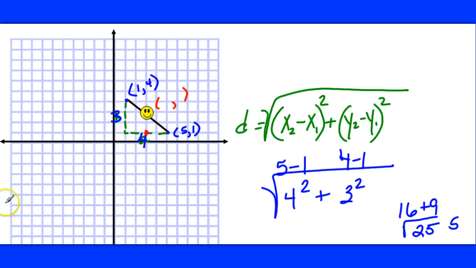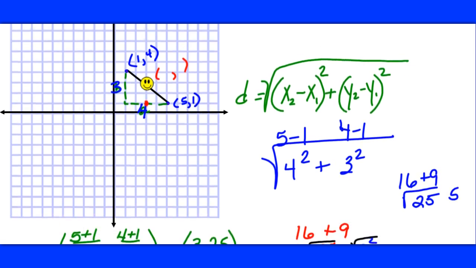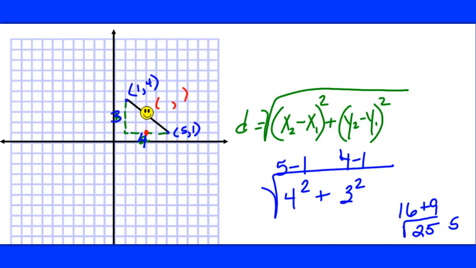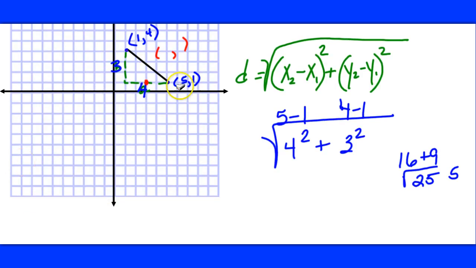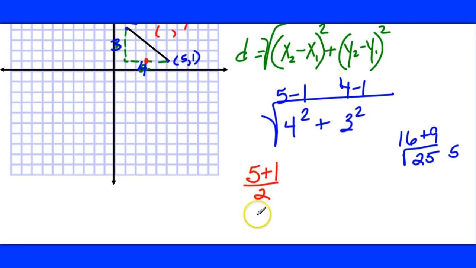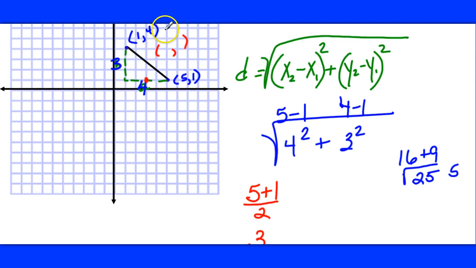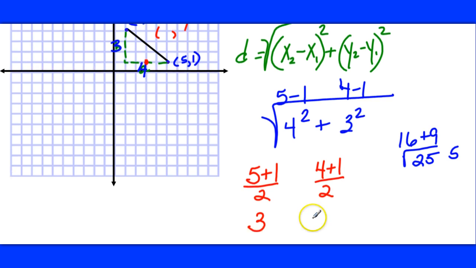And again, to do that, what we did was we found the average. So to find the average, we are going to add the two x values together. So in that case, it's going to be 5 plus 1 divided by 2, which is going to give me a 3. And then we're going to find the average of the y values. So that's going to give me 4 plus 1 divided by 2, which is 2.5.